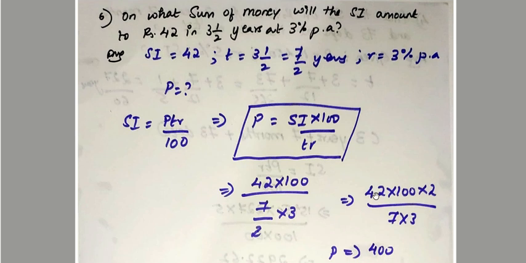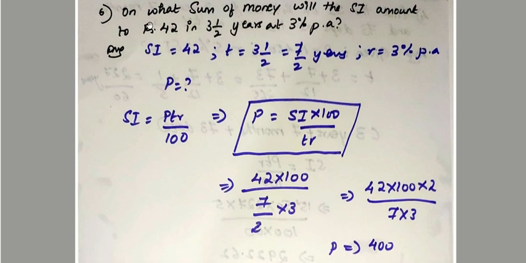So your next question. On what sum of money will the simple interest amount to rupees 42 in 3.5 years at 3% per annum? So what have they given? Simple interest, which is 42 rupees. Time 3.5 years, which can be written as 7 by 2: 3 2s are 6, 6 plus 1 is 7, so 7 by 2 years. R is equal to 3%. They are telling us to find the principal amount, since on what sum of money means the principal.